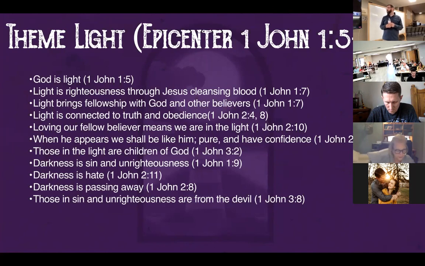So there's this idea of purity in light that he brings up later, in 1 John 2:28 through 3:3. And those in the light are the children of God. Then we have to pull in another word, where darkness, the opposite of light, is sin and unrighteousness. Where darkness is hate, that's 1 John 2:11. Where the darkness is passing away, that's 1 John 2:8. And those in sin and unrighteousness are from the devil. So we get that birth language from love, where if we love, we're born of God. And it uses that same birth language for those in sin and unrighteousness being from the devil. So heavy stuff. The heaviest and clearest part of his explanation is in 1 John 1:5 through 2:6.